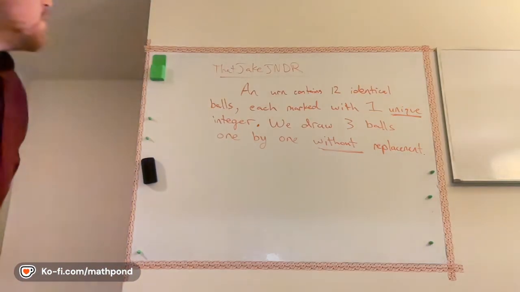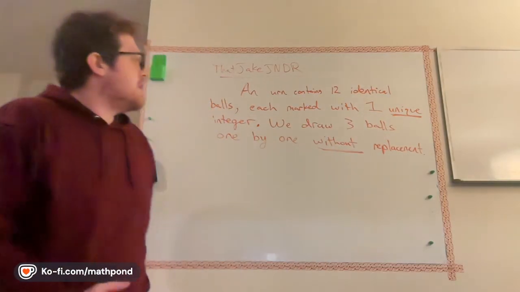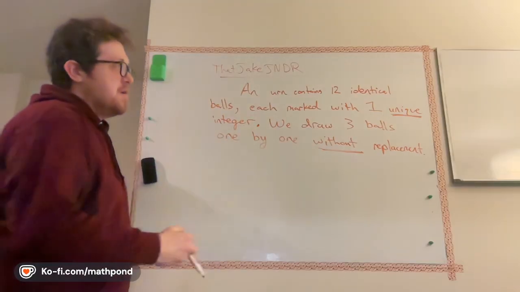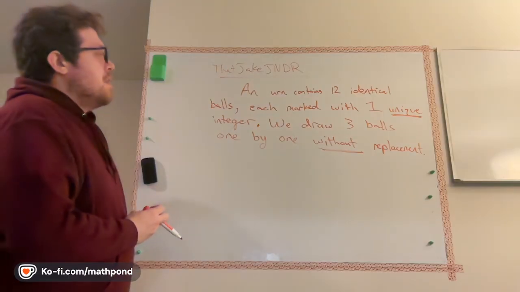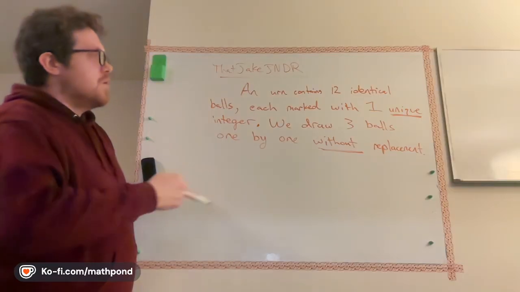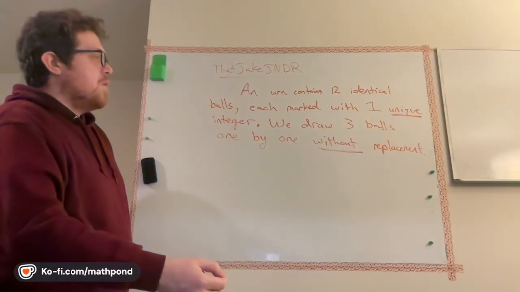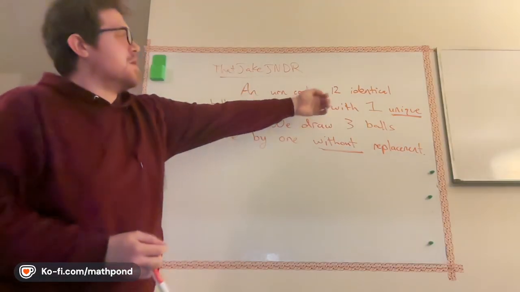Okay, so we have an urn that contains 12 identical balls, each marked with a unique integer. So each one has a different number on it. I guess they can be negative. I don't think that matters much. We draw 3 balls without replacement. So we're taking 3 balls, and 3 of the 12 will come out of the bag.